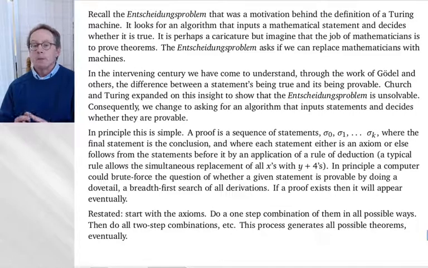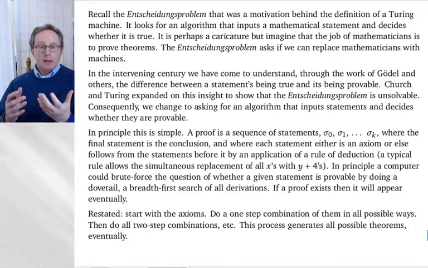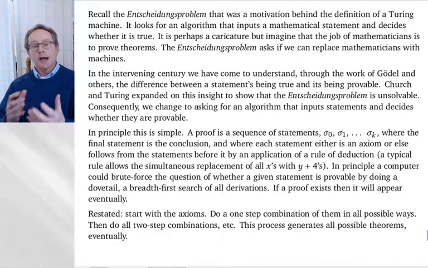In principle, a computer could brute force the question by doing a breadth first search of all the possible derivations. So you start with the axioms, you do a one-step combination of all the axioms in all possible ways. Then you do all possible two-step combinations, then all possible three-step combinations, all possible four-step combinations. This process will generate all possible theorems eventually. Basically, you're doing Cantor's process for counting a very large set, and you're generating all possible proofs.